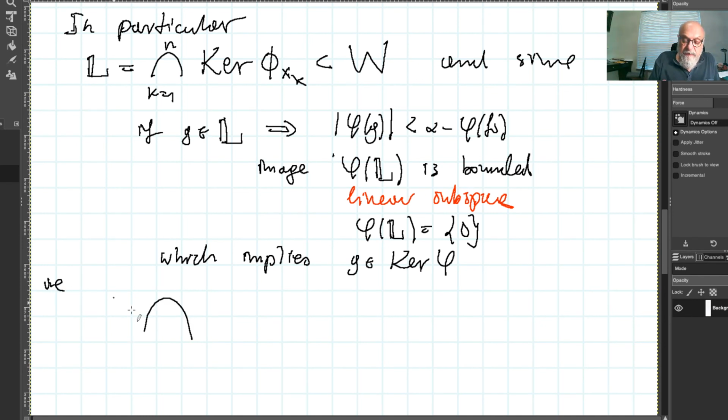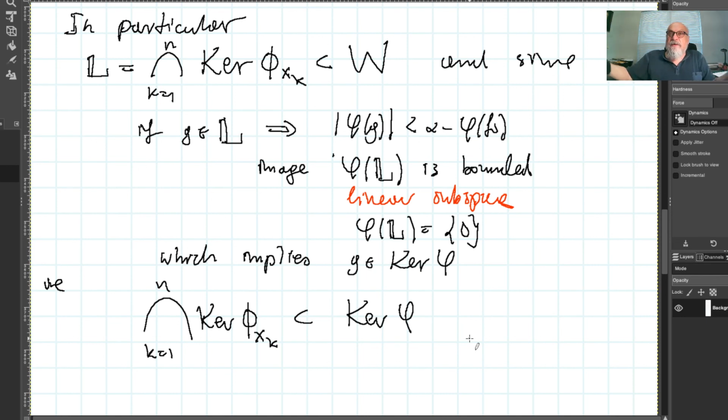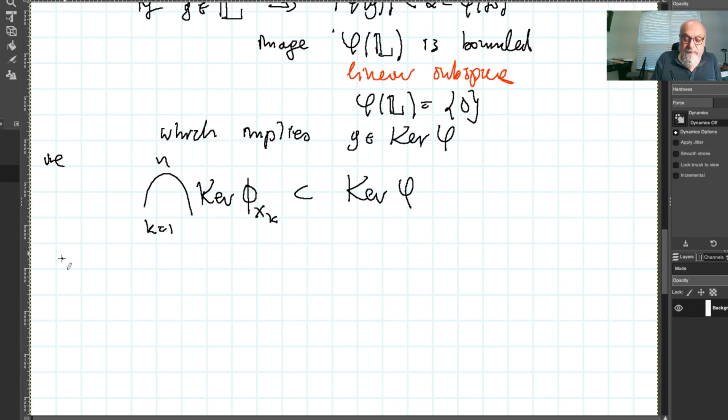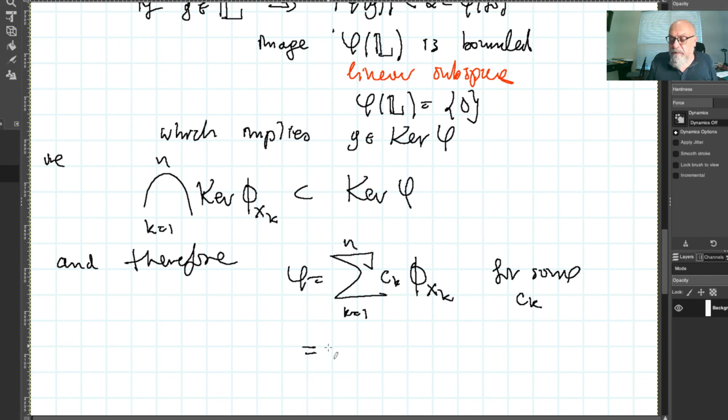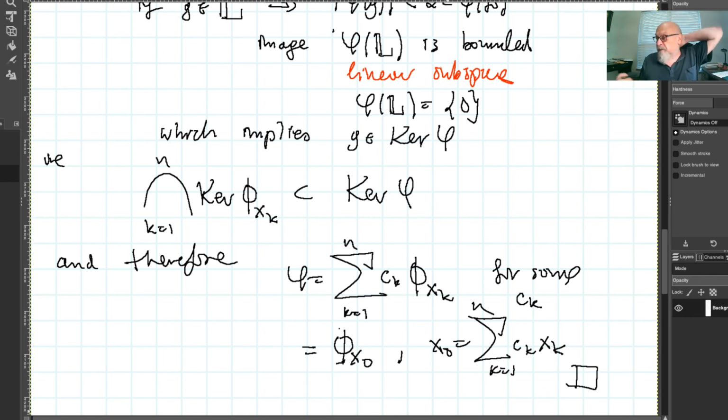We get that the intersection over k equals 1 to n of the kernel of phi of x_k is contained in the kernel of phi, and as we have seen in the proof of the previous corollary, that actually implies, and therefore, phi must be equal to a linear combination of these phi_k. So phi is the sum for k equal to 1 to n of c_k phi of x_k for some c_k. And then you can rewrite it as phi of x naught, where x naught is equal, as we did before, to the sum of c_k x_k, k equal to 1 to n, and this is the proof of this statement.